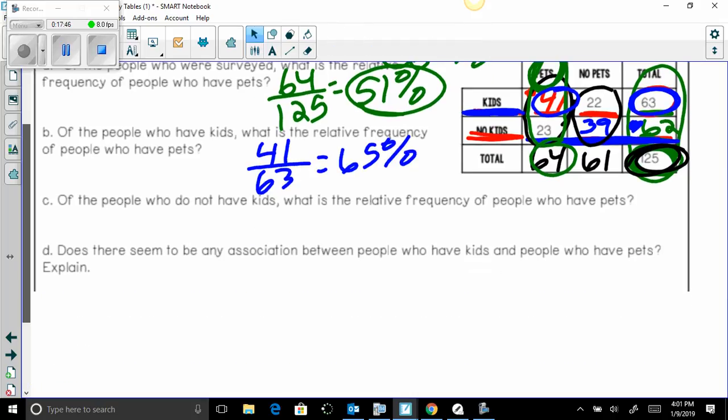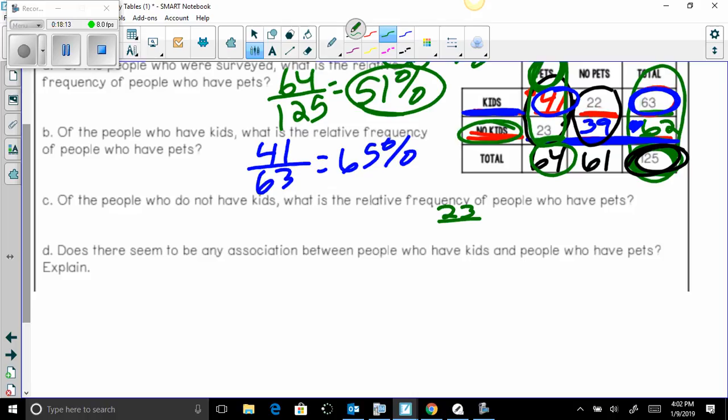All right, let's go down to the last 2 and I'll let you get started on homework. Of the people who do not have kids, this is the no kids column. What is the relative frequency of people who have pets? How many people had no kids, but they had pets? Well, that is 23. How many total people had no kids? 62. So if I divide those, it gives me 37.